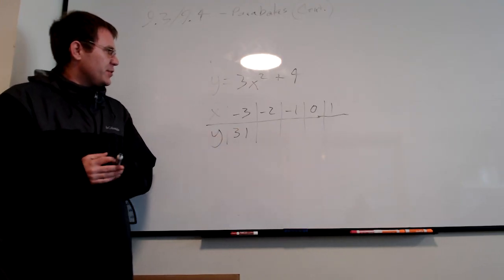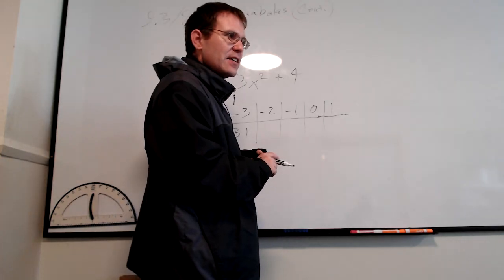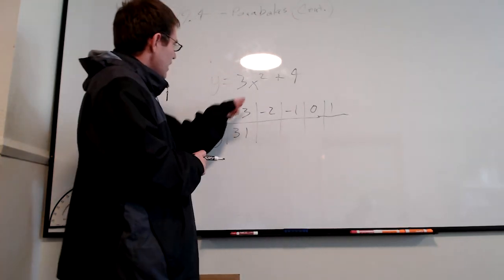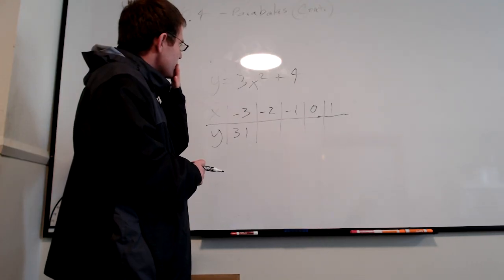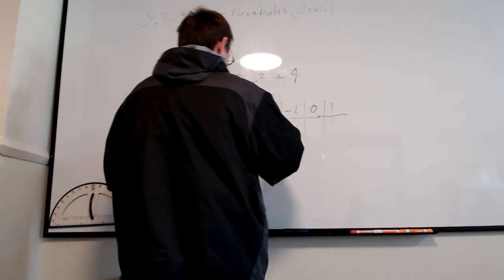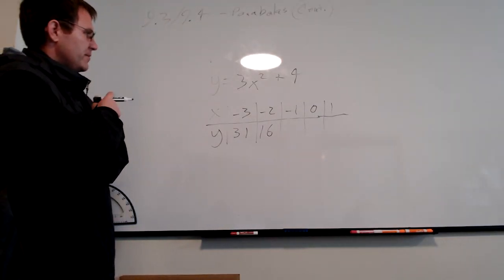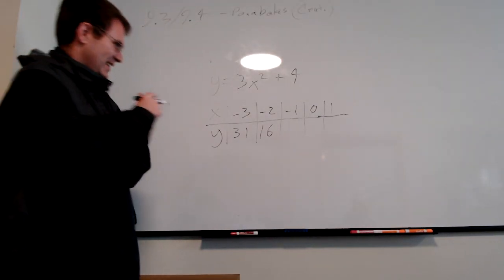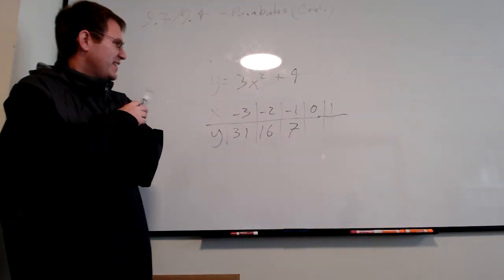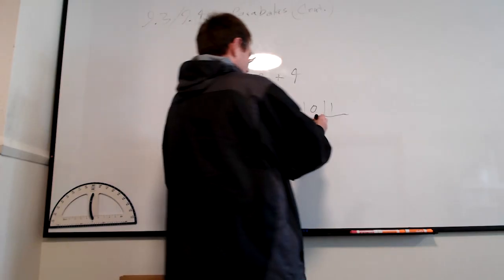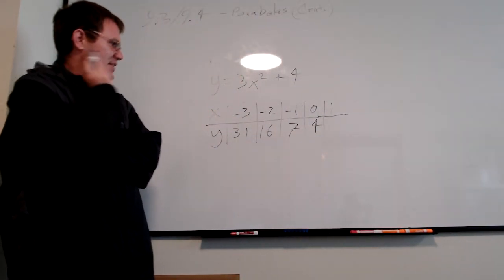Okay, what's y for x equals -2? 16. What did you say? 16, right? 2 times 12. Yes, I believe that is correct. Okay, and then for -1? 7. How about for 0? 4. Yeah, that's pretty easy. And then what is 1? 7. It's 7 as well.